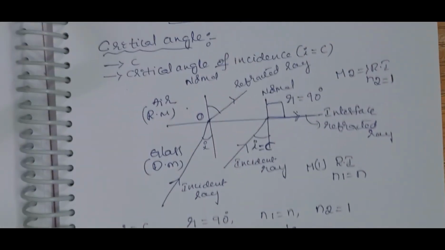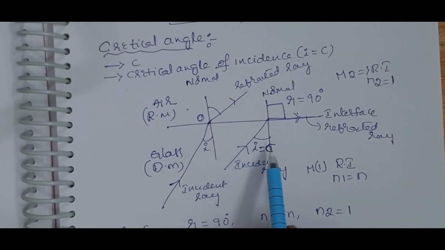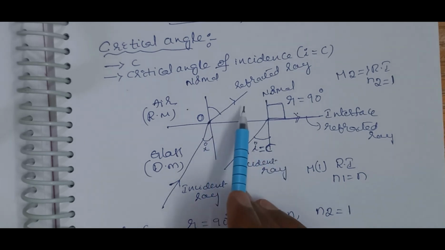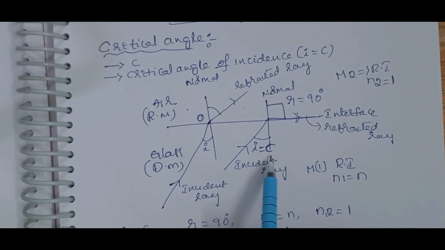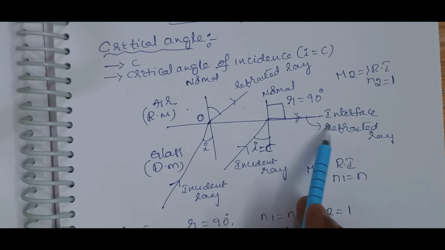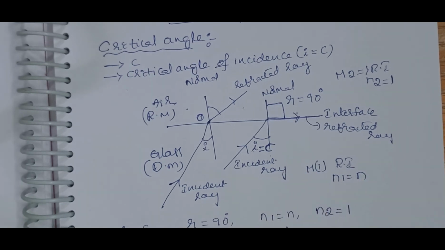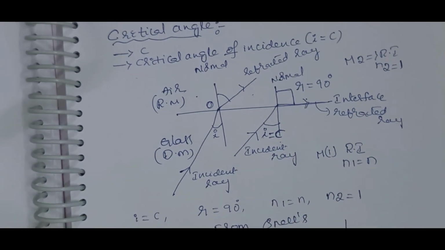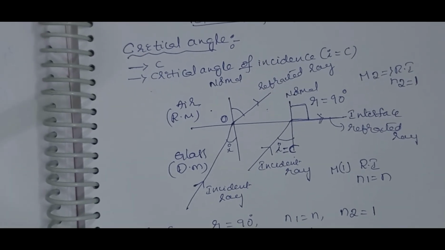So when the angle of incidence is less than the critical angle, the light ray undergoes refraction. When the angle of incidence is equal to the critical angle, then the light ray travels along the interface. But when the angle of incidence is greater than the critical angle, it undergoes total internal reflection. So total internal reflection గురించి మనం తర్వాత వీడియోలో ఎక్స్ప్లెయిన్ చేద్దాం.